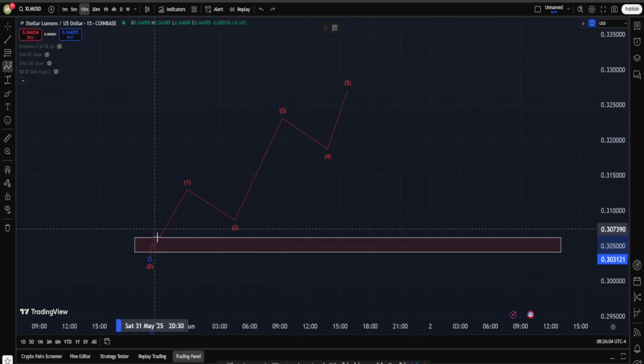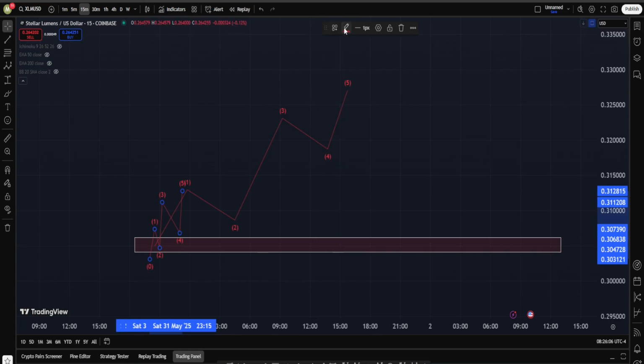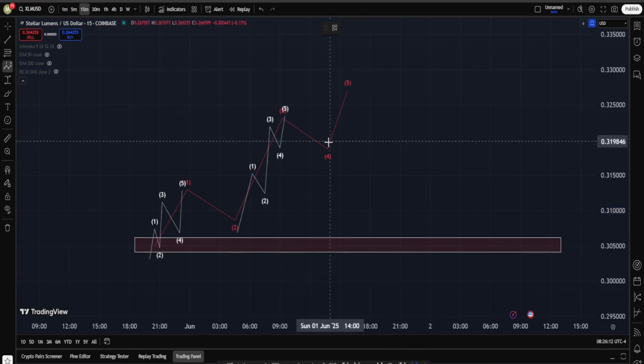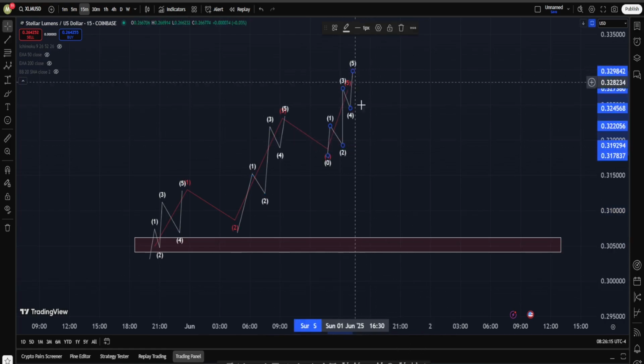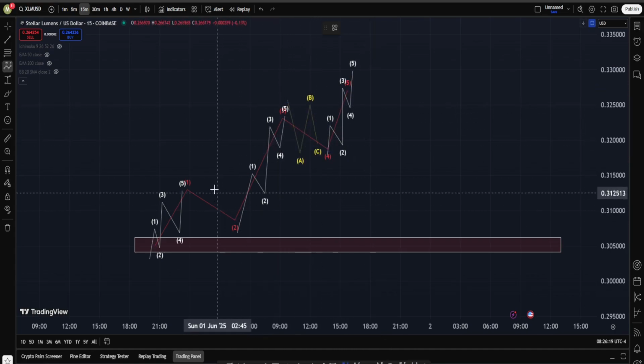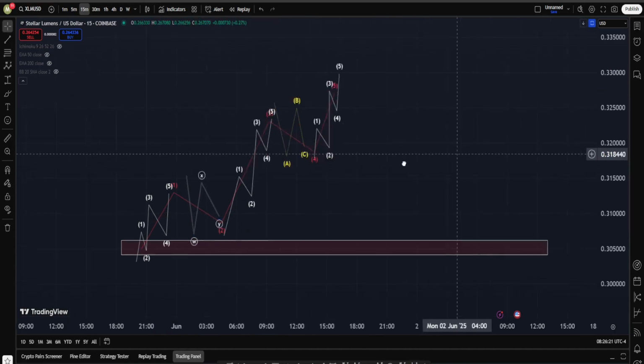And in terms of the sub waves, you know it if you are a regular viewer. 5 wave up into wave 1, 3, and 5. And for wave 2 and 4, we can have many different counts. Honestly, it doesn't really matter. Let's say sure, ABC into 4 and a WXY into wave 2.